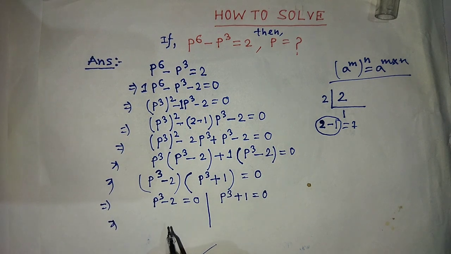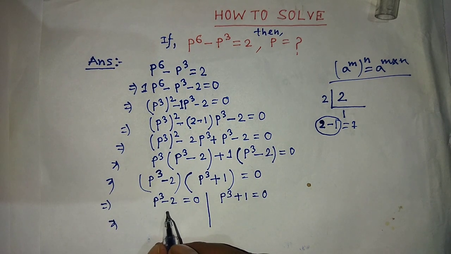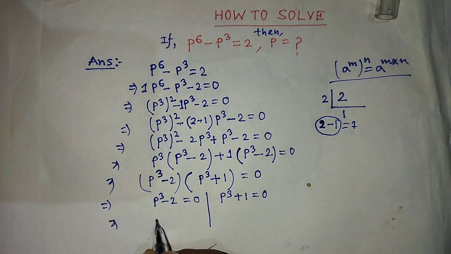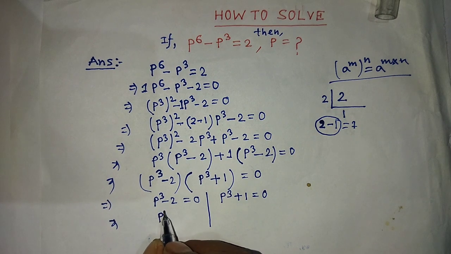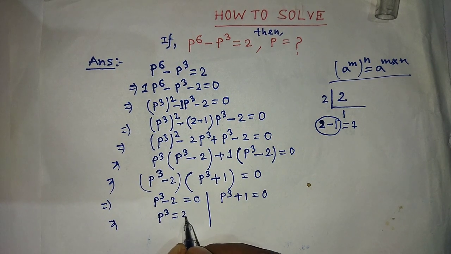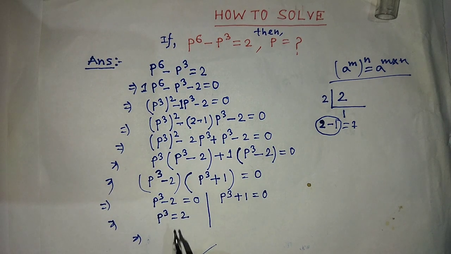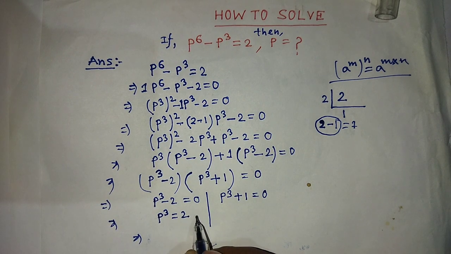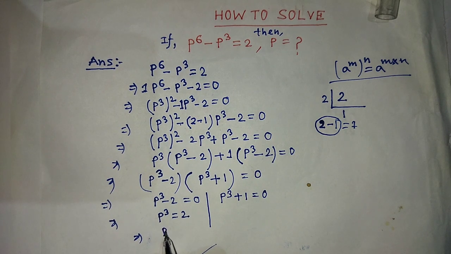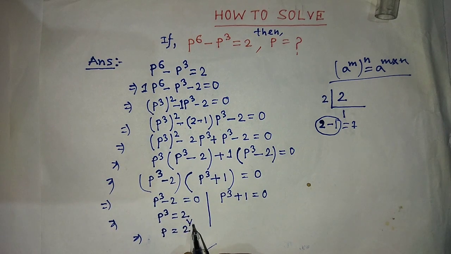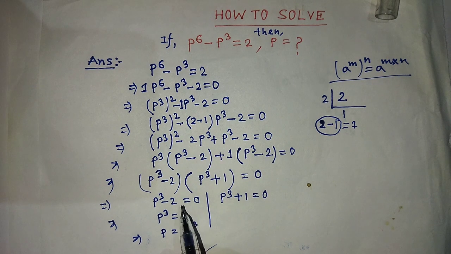Okay student, after that, to find the value of p from this equation, we have to transpose 2 from the left side to the right side. So on the left hand side we write p to the power 3 is equal to 2. If you transpose the power of p from the left side to the right side, we write p is equal to 2 to the power 1 by 3. So the value of p will be 2 to the power 1 by 3.